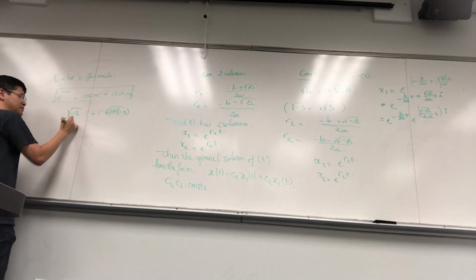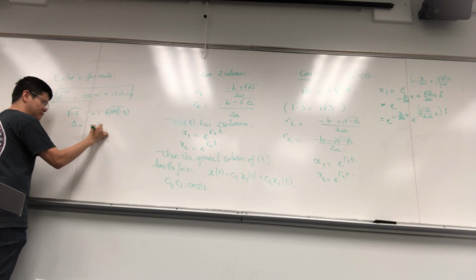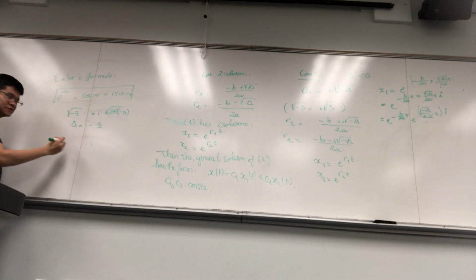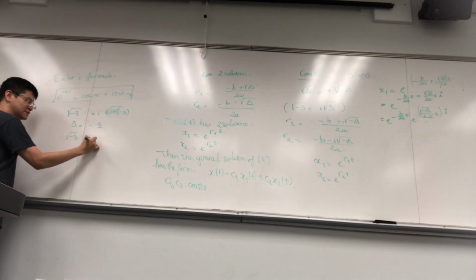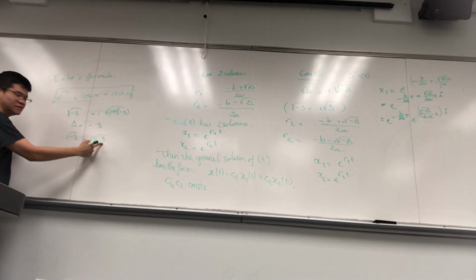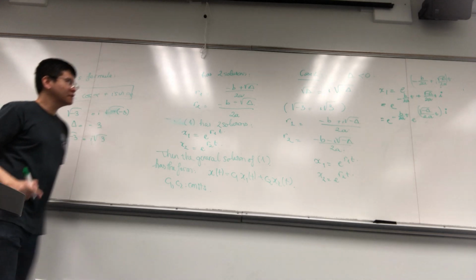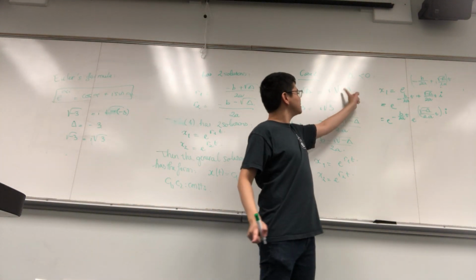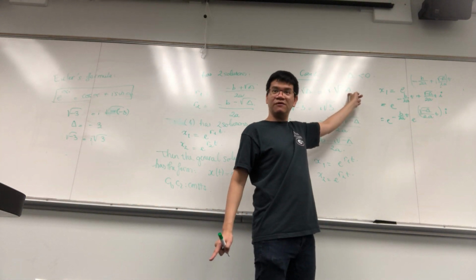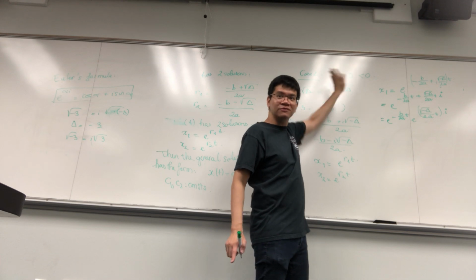So here in this case delta is minus 3. So the square root of minus 3 is I times the square root of 3. So this is minus delta. It's good, because delta is negative, so the minus of delta will be positive. So this is standard as well. It's good.